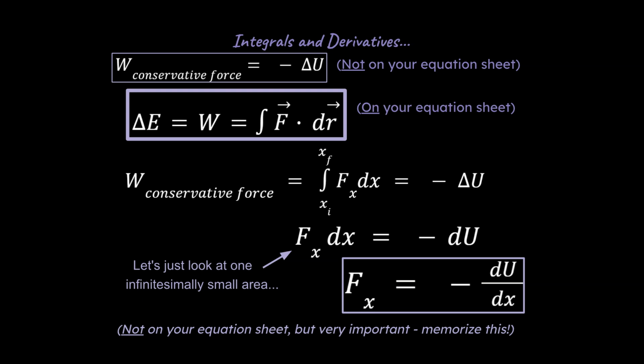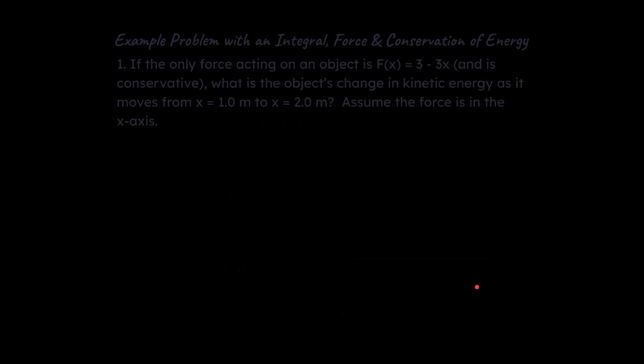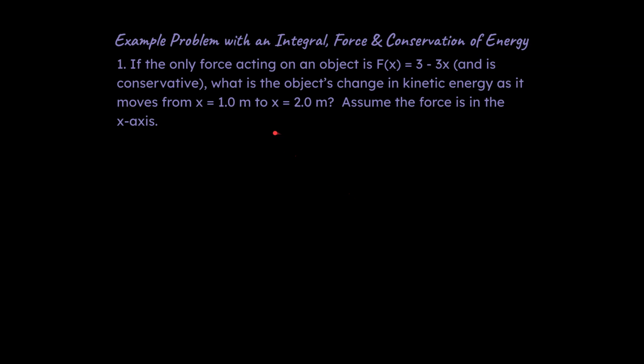But it is important to note that the force that causes a change in potential energy is going to be equal to the negative derivative of potential energy with respect to x. So let's take a look at an example problem for this. It says if the only force acting on the object is given, so now we're going to have an equation here that's given for this, and is conservative.